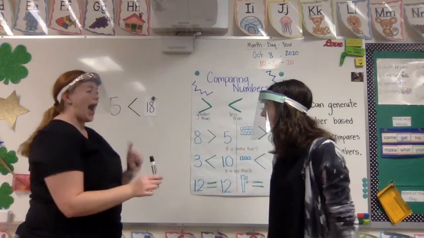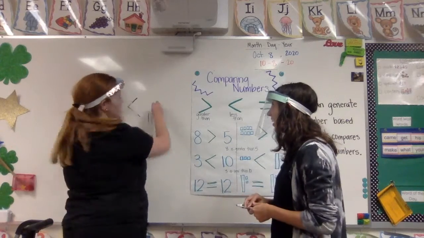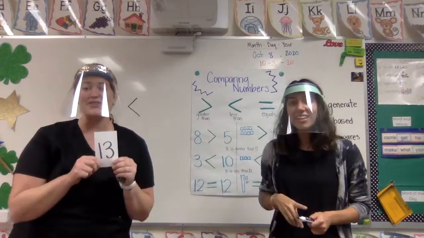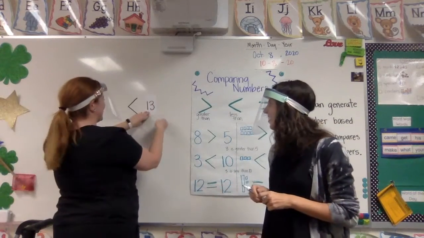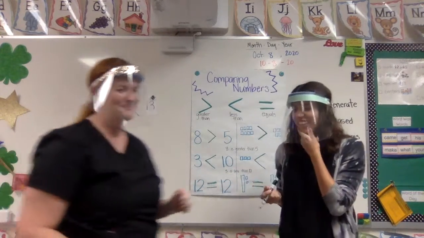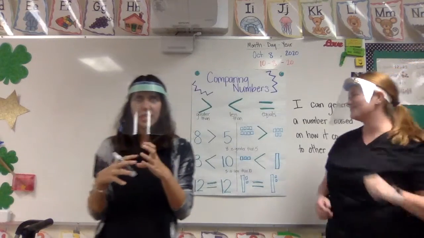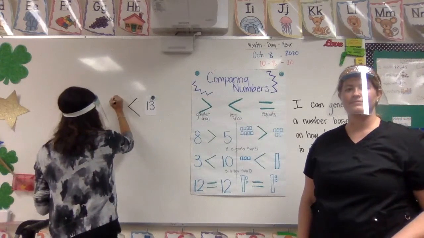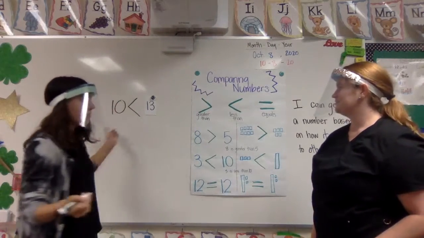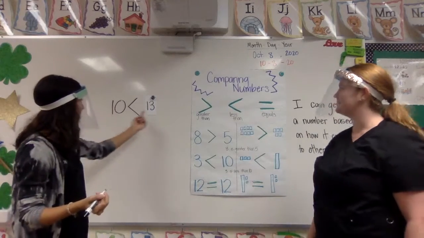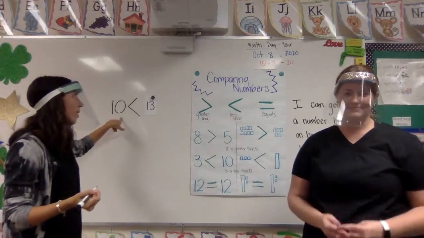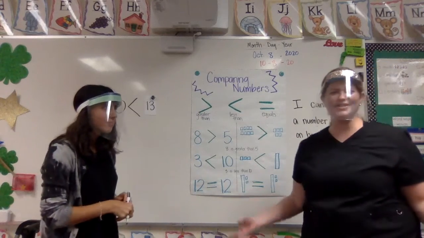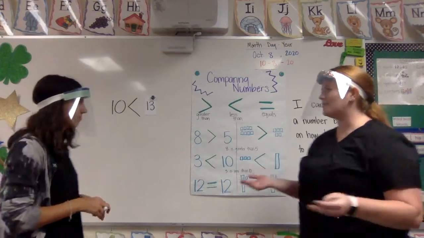Good job, Miss Lime. I want to pick a card for you, Miss Lestico. Okay, let's see if I can generate a number that's less than 13! Okay, so I have to think of a number that's smaller than 13. So I could say that 10 is smaller than 13. I know that even though they both have numbers in the tens place, 0 is less than 3. And so 10 would be less than 13. Great job, Miss Lestico.